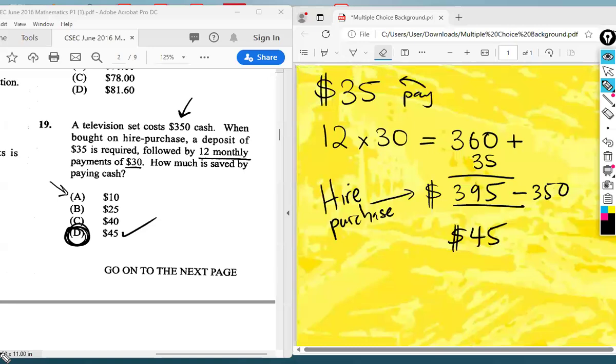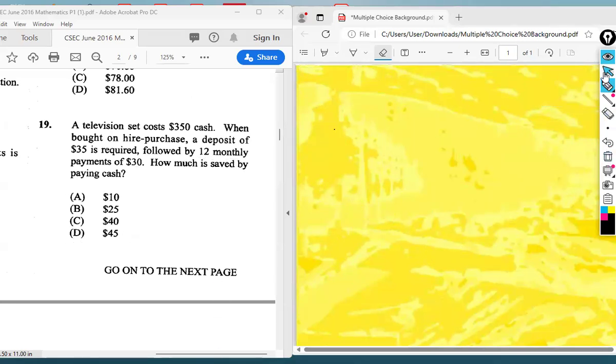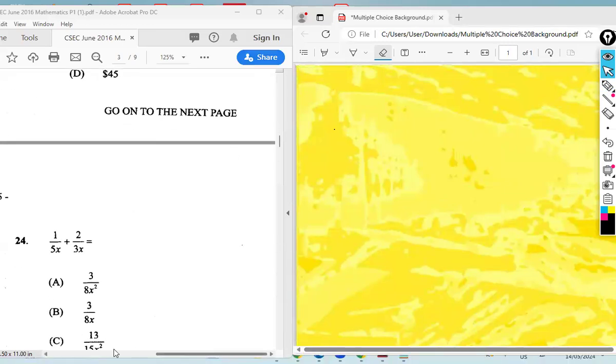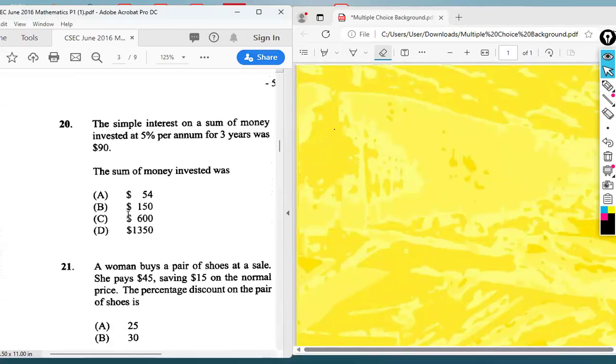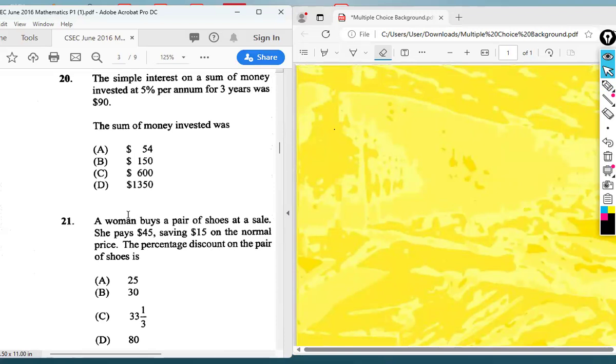All right, so let's have a look at number 20, and hopefully 21 will be able to fit at the same time. Yeah, 20 and 21 just fit.